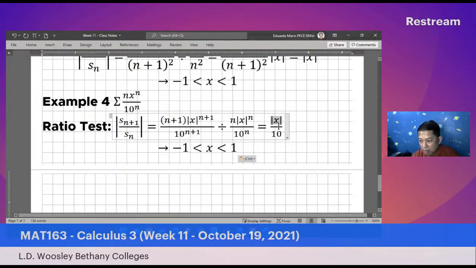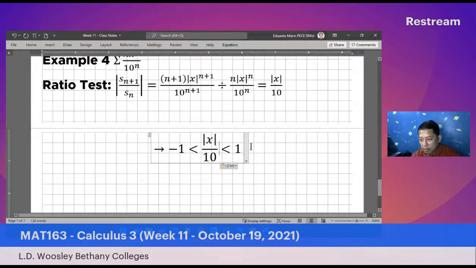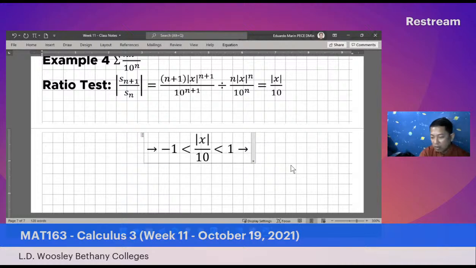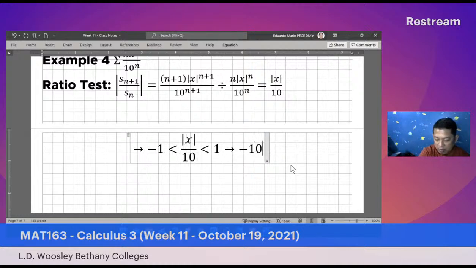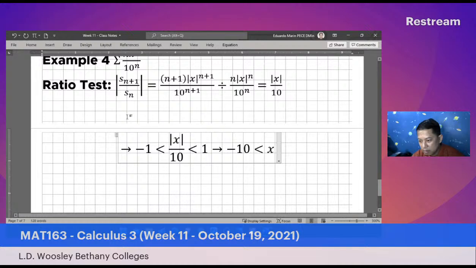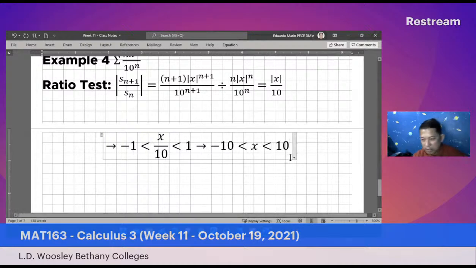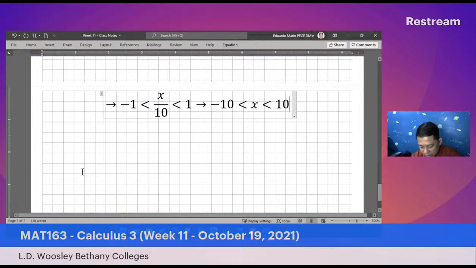Okay, so from here, right? So anong implication nito? Multiplying by 10, no? Anong mangyari diyan? So negative 10 less than x, sana pala tong absolute value, x na lang to. And then positive 10. Okay, that's the region or interval of convergence.